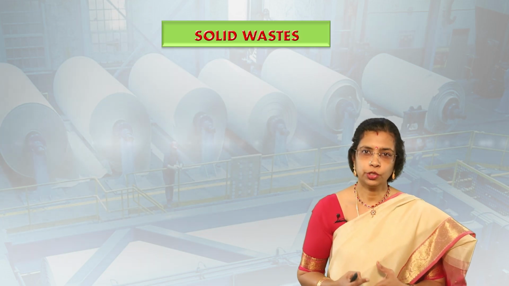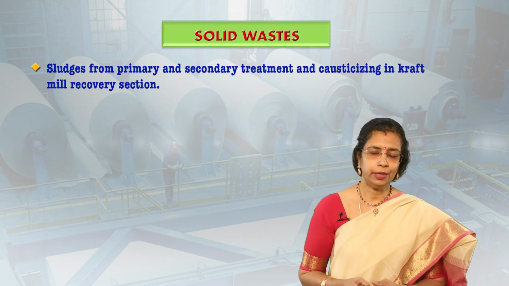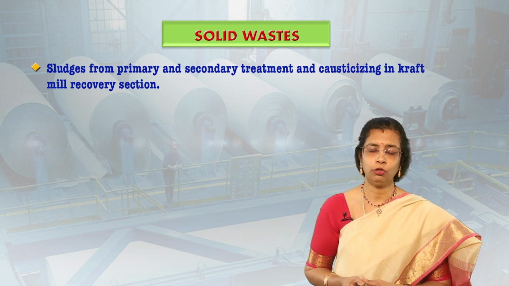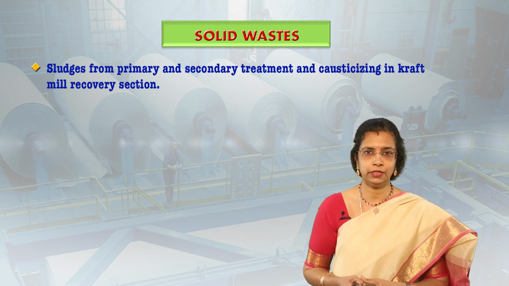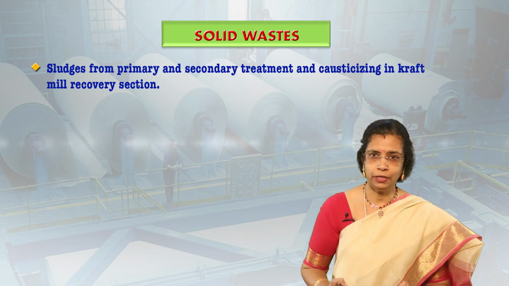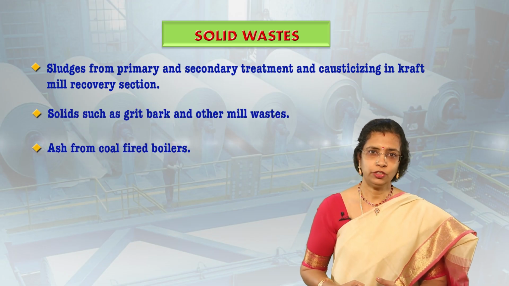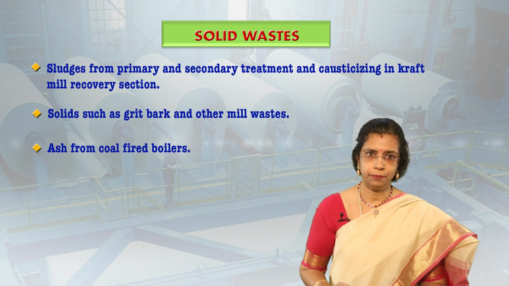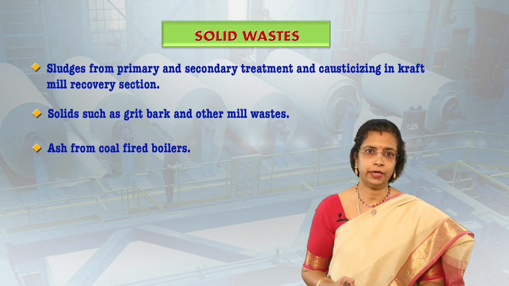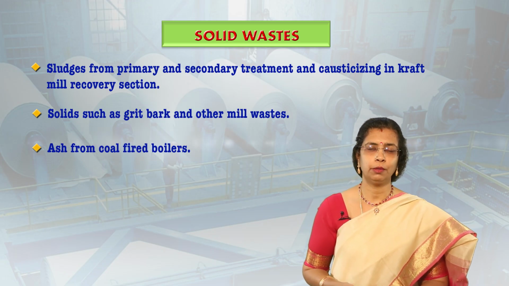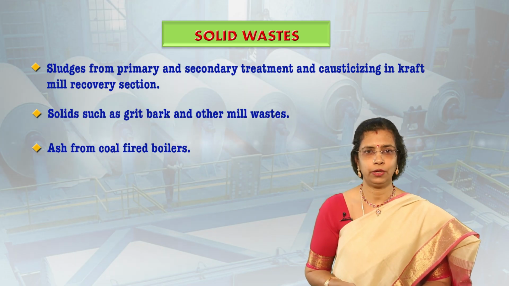Then coming on to the solid waste. Sludge from the primary as well as the secondary treatment and causticizing in the kraft mill recovery section is going to give out a lot of solid waste. Now solids such as the grit, bark and other mill waste and also ash from the coal fired boilers comprise some of the solid waste from this industry.